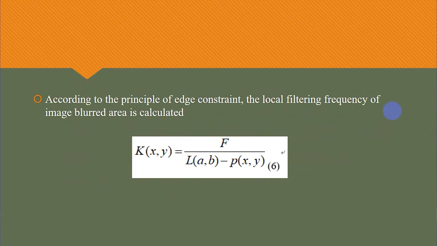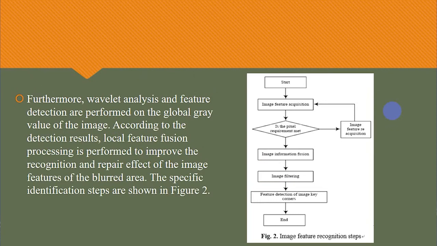According to the principle of edge constraint, the local filtering frequency of the image blurred area is calculated. Furthermore, wavelet analysis and feature detection are performed on the global gray value of the image. According to the detection results, local feature fusion processing is performed to improve the recognition and repair effect of the image features of the blurred area. The specific identification steps are shown in Figure 2.